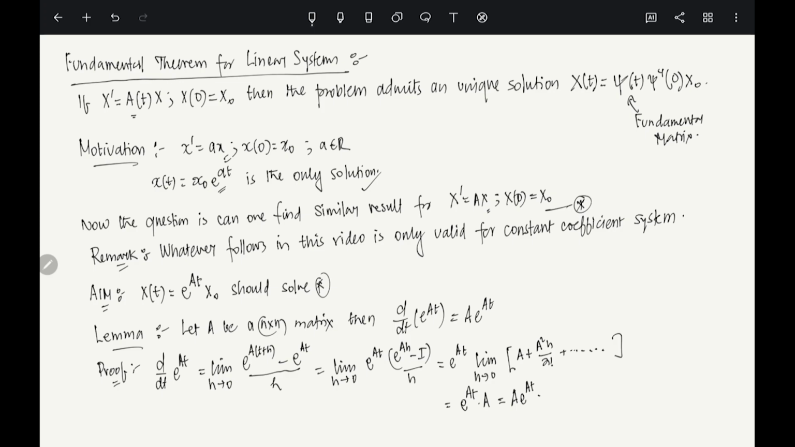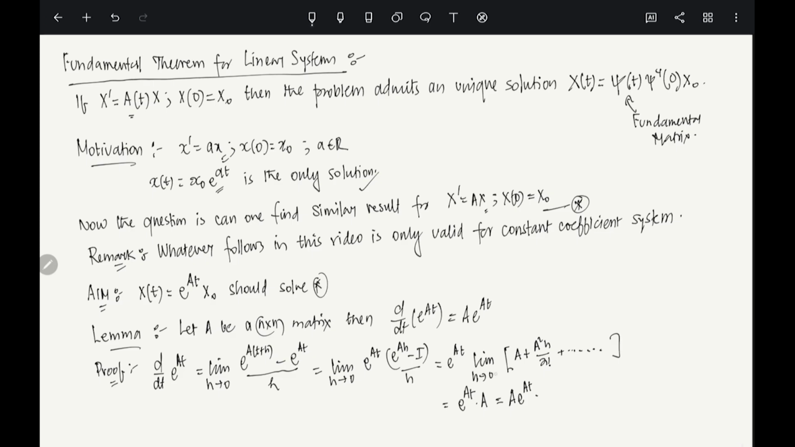I did miss something, no? I have to miss something. Limit h tends to 0. What is the k? Okay, fine. Yeah, this is okay.